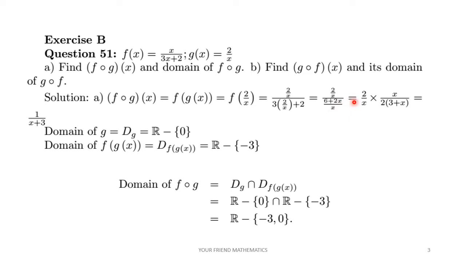Now we can write in multiplication form: 2 by x, the denominator will be inverted, so 2 over x times x over 2 into 3 plus x. Here I take 2 common, and now x will be cancelled and 2 will also cancel, and we will get 1 over x plus 3.